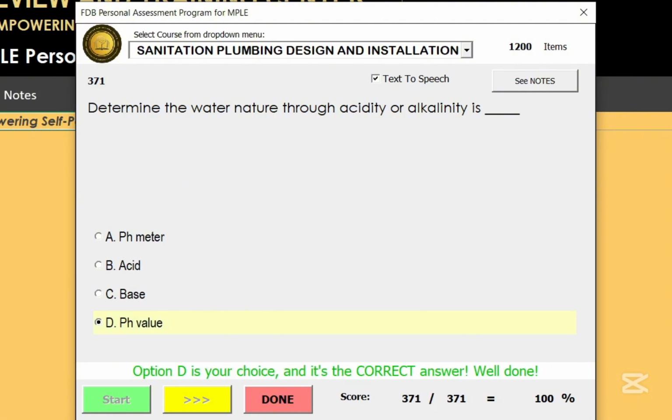Option D is your choice, and it's the correct answer. Well done.